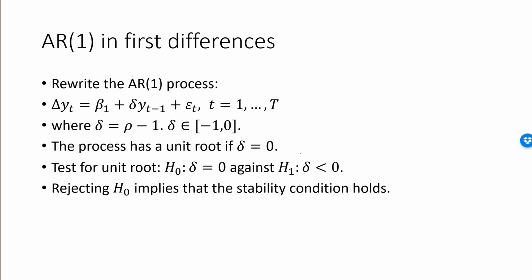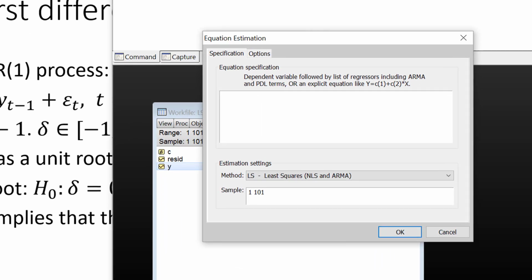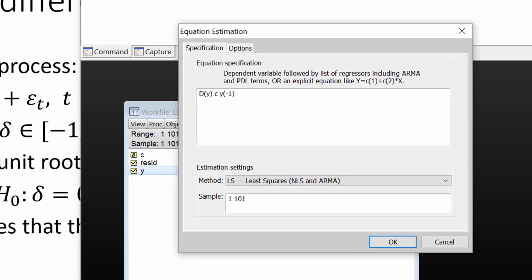Here is my first, and as we will see in a moment, unsuccessful way of testing the null hypothesis. What we will do is simply estimate this rewritten AR1 process and test if delta is equal to 0 using a t-test. In eViews you don't have to write y t minus 1. There is a shorthand command for delta y t, which is d parenthesis y. That's my y variable. I have an intercept c, and my explanatory variable is lag y. So like this, click OK.